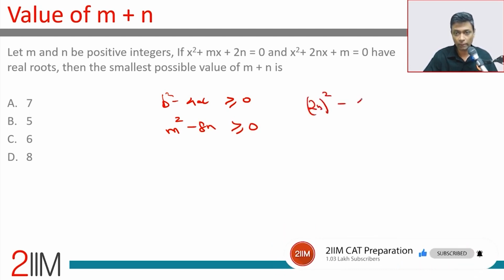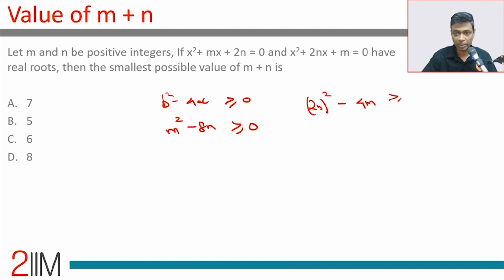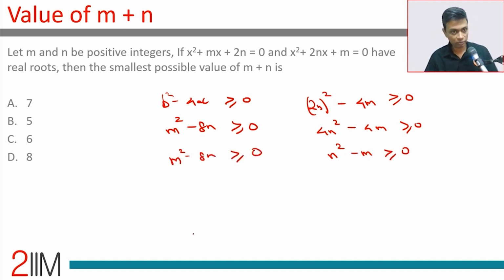2n the whole square minus 4m should be greater than or equal to 0. Or 4n square minus 4m is greater than or equal to 0. n square minus m greater than or equal to 0. m square minus 8n greater than or equal to 0. Lovely. We have this. After this, do not do this algebraically. It's a pain. Find m square is greater than or equal to 8n.